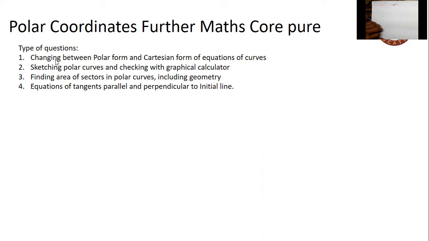The first one is changing between polar form and Cartesian form equations of the curves. This is only in Edexcel. MEI does not want you to interchange the equations. It just asks you to change the coordinates.